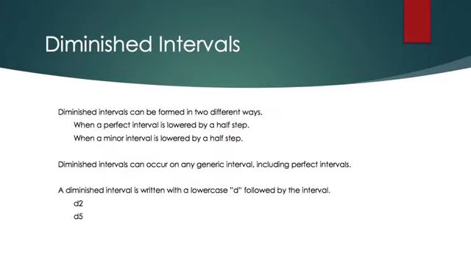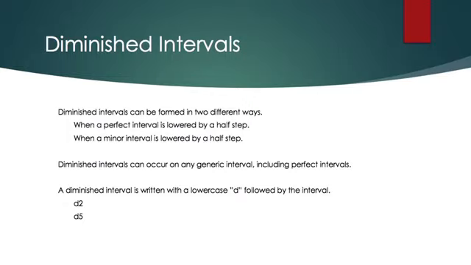So for your diminished intervals, they can be formed in 2 different ways. When you have a perfect interval that's lowered by a half step, any perfect interval that's lowered by a half step becomes diminished. If a perfect interval gets lowered by 2 half steps, it's a double diminished interval. You're not going to see any of those in your assignments. When a minor interval is lowered by 1/2 step, that's also a diminished interval.